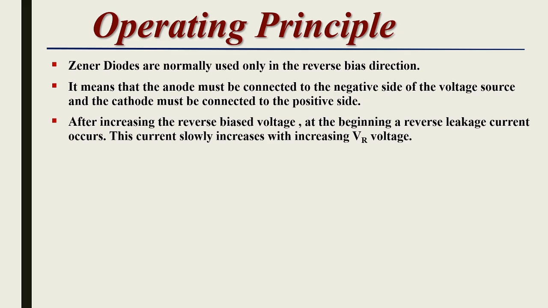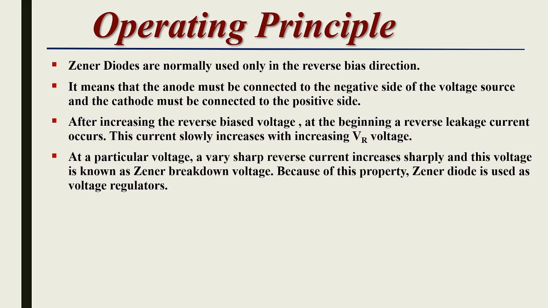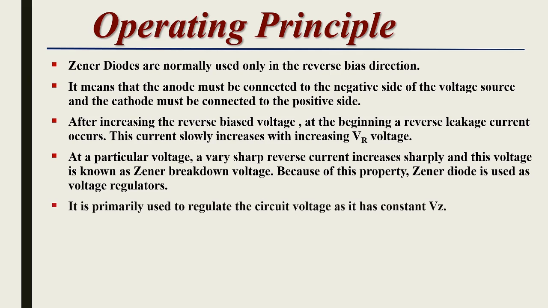After increasing the reverse bias voltage, at the beginning a reverse leakage current occurs, and this current slowly increases with increased VR voltage, that is reverse voltage. At a particular voltage, the reverse current increases sharply, and this voltage is known as the Zener breakdown voltage. Because of this property, Zener diode is used as a voltage regulator.